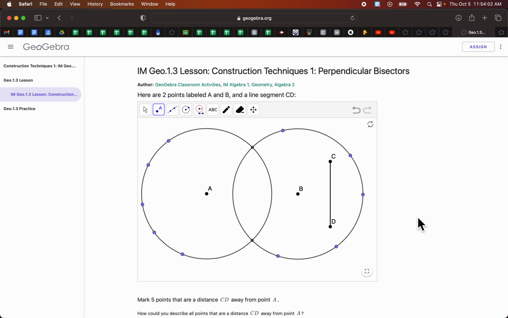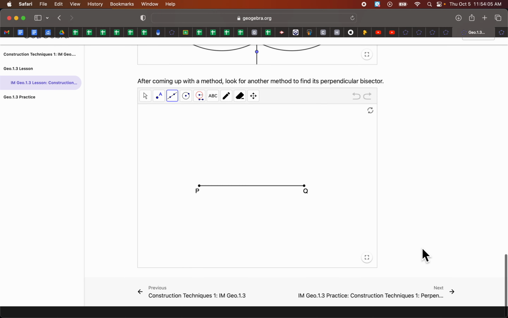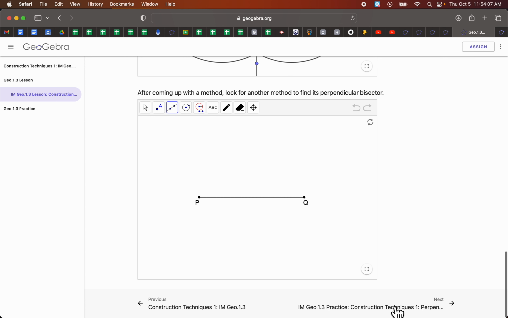So we went through all the stuff for the lesson. Now you go on to the practice problems, and you do those. That's on you guys, right? You can work together, whatever, okay? But do those.